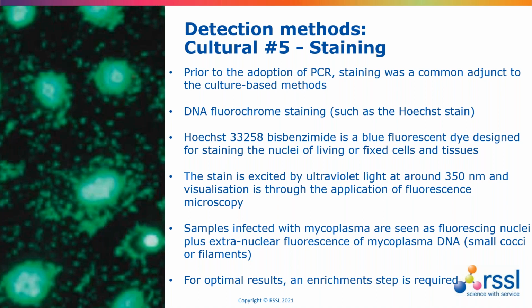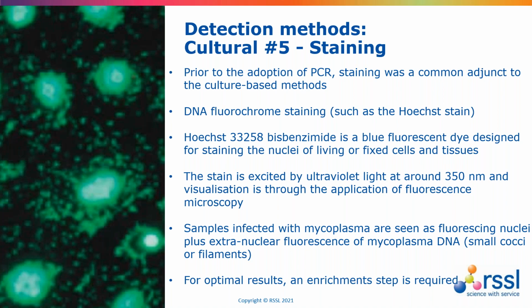And the stain undergoes excitation by ultraviolet light. So when an ultraviolet light of around 350 nanometers is directed, then this excitation happens, and this can be visualized through the application of fluorescence microscopy. So here, samples infected with Mycoplasma are seen as fluorescent nuclei. And there also might be some extra nuclear fluorescence of Mycoplasma DNA that will appear in a sort of filamentous form.